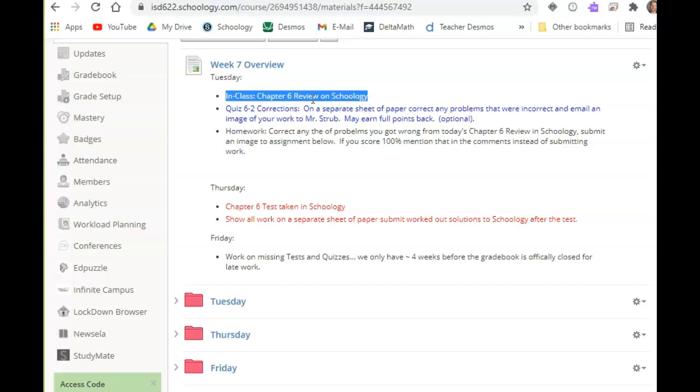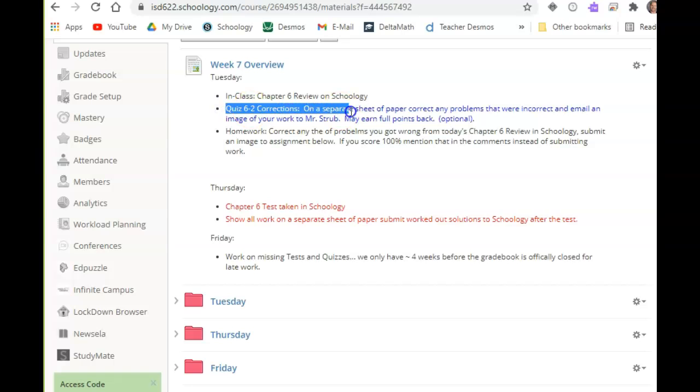So in class, we're going to do a Chapter 6 review. And there's 19 questions, I think. Is that right? 19 questions. However, some of them are very quick. Graph the rectangular point, graph the polar coordinate point. So 19 sounds like a lot, but it's not as much as you think. So we're going to do that in class.